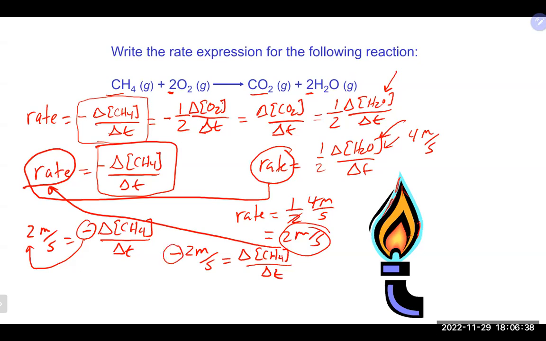This would be a negative because, again, methane is a reactant, so it's basically decreasing by 2 molarity per second is basically what that means in this particular reaction. So that's how you can use each of the individual guys. And again, we could relate it to everybody else that's there by using that rate expression. Any questions on that there?